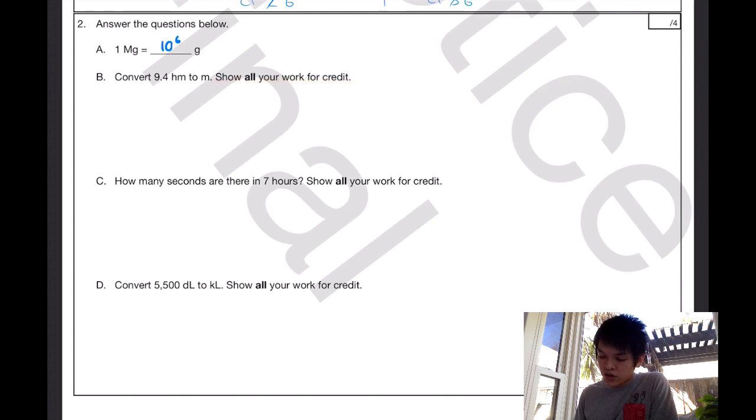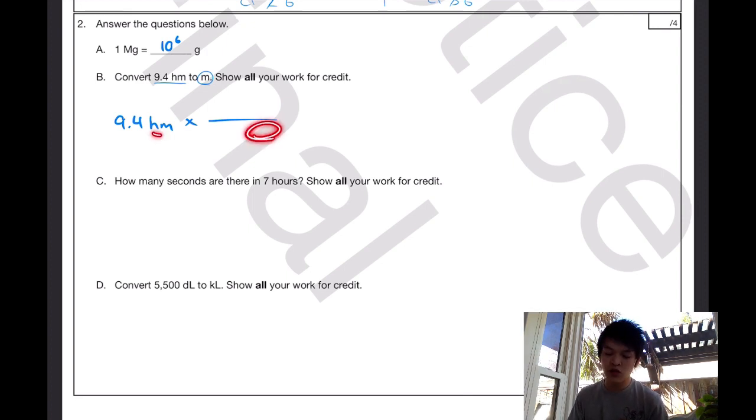So what we're going to do is circle what we're trying to convert to, which is meters, underline what we're starting from, which is 9.4 hectometers. And we always write down what we are starting from first. We're starting with 9.4 hectometers. We are trying to convert to meters, and anytime you do a conversion, times, draw a line. Now the unit that we write on the bottom is always going to be the unit that we start with, hectometers. The unit that we write on the top is what we're usually trying to convert to, which is meters here.